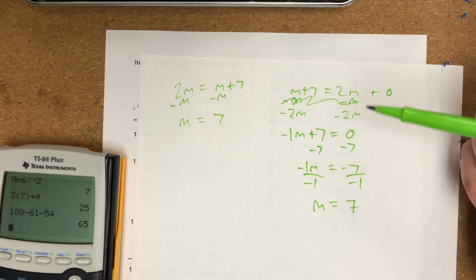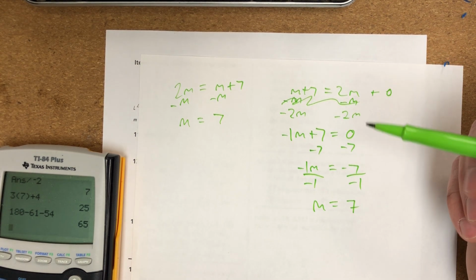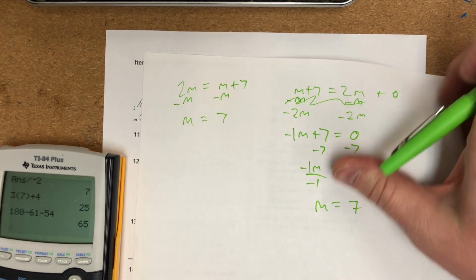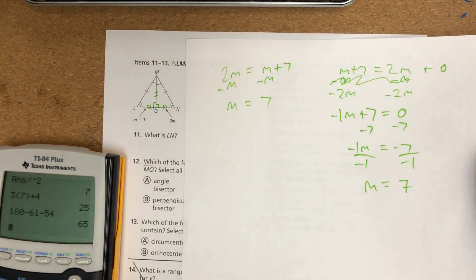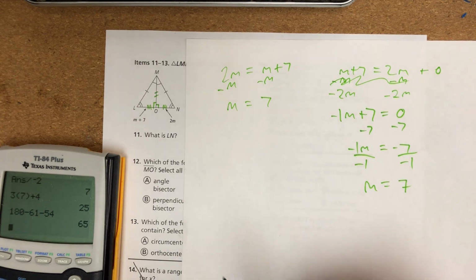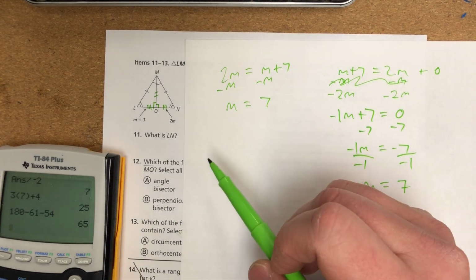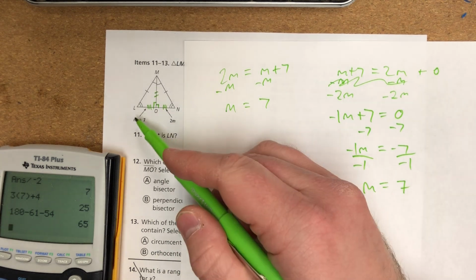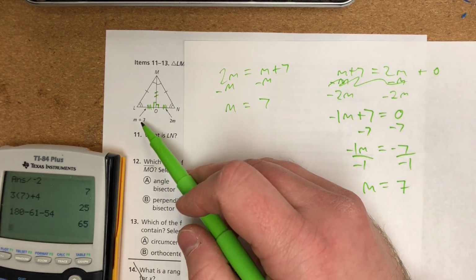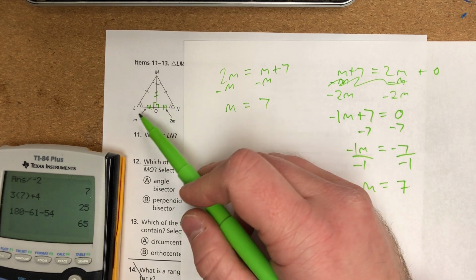It's annoying. So there is some worth in making judgments before you start doing anything and go, what's the best way forward from here? So anyway, m equals 7, that's not the answer. It asks what LN is. Well, I could find out what both of these are. They're supposed to be the same thing.